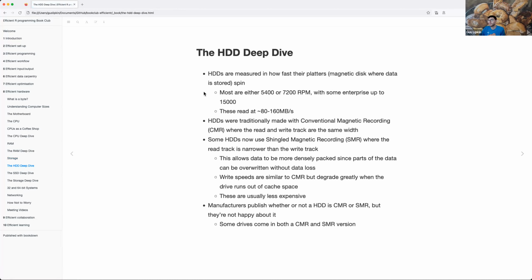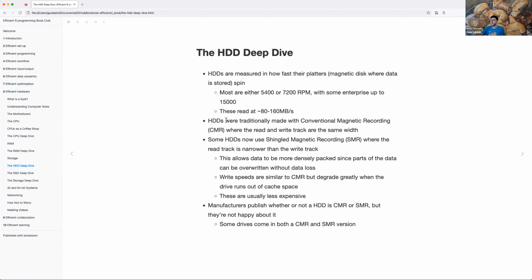So hard drives, as slow as they are, they're still very important. And they're generally measured in size, and also how fast their platters, which is that disk where the data is stored, spin. Most consumer ones are 5,400 or 7,200 rotations per minute, with some enterprise drives going up to 15,000. And these read usually around 80 to 160 megabytes per second, which is solid, but it is, we'll see, slower than solid states. And this is where things get fun.